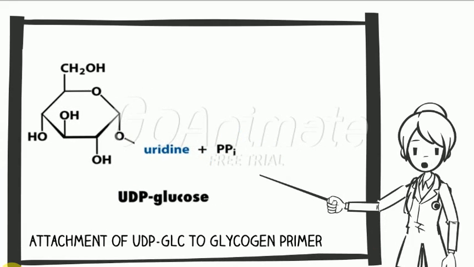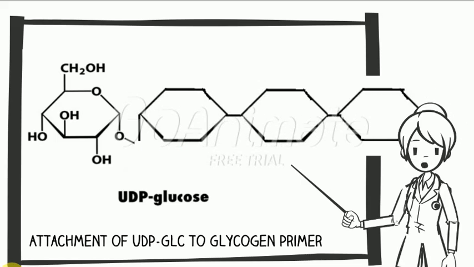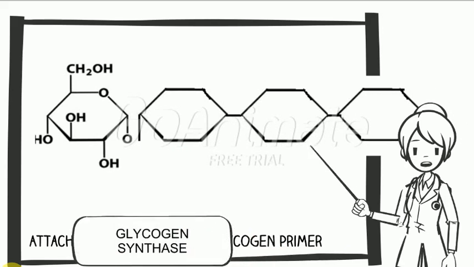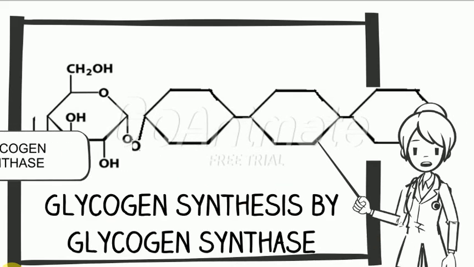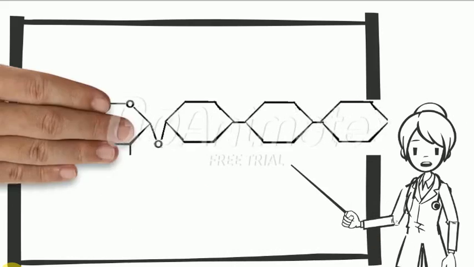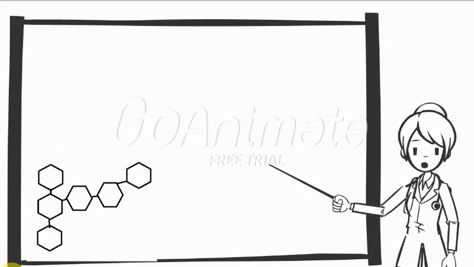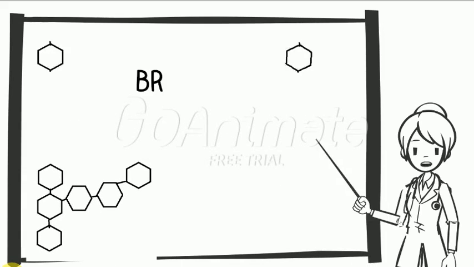Fourth, the UDP-glucose will be attached to the glycogen primer. The process is catalyzed by glycogen synthase. More UDP-glucose will follow the same process. That will lead to the elongation of the alpha-1,4-glycogen chain.